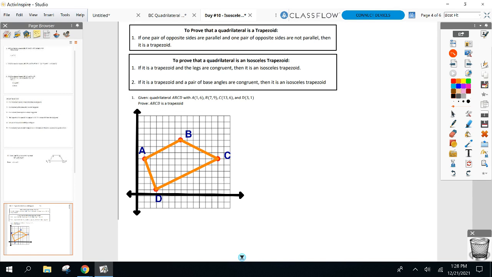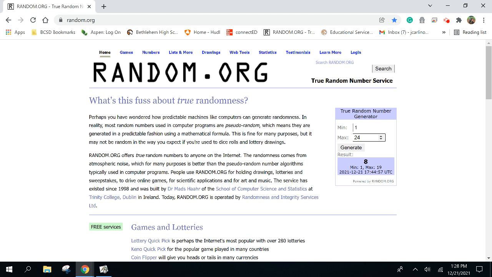Prove it's a trapezoid first. Prove it's a trapezoid. So if you look back at your notes, a trapezoid only has one property, and we need to prove that property exists here. What is the one property we discussed yesterday? Not isosceles, a trapezoid. One property of a trapezoid we discussed yesterday.